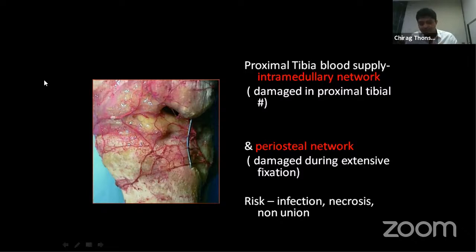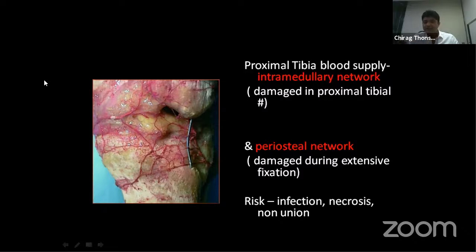And what happens in a proximal tibial fracture? One, the intramedullary network gets disrupted, so there's a primary injury to the vascularity of the tibial condyle. And next, we end up doing a large, extensile dissection, and the periosteal network of the blood supply is stripped off.